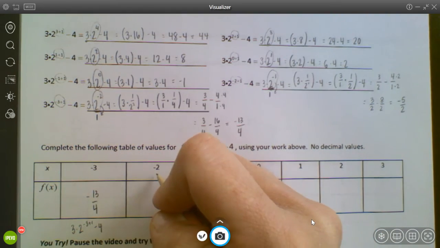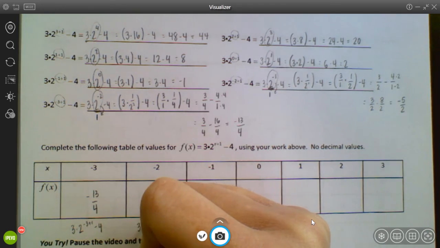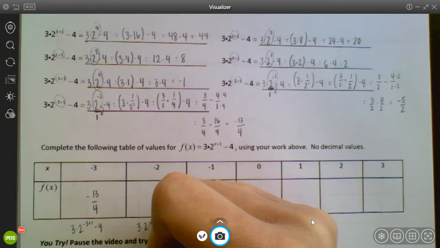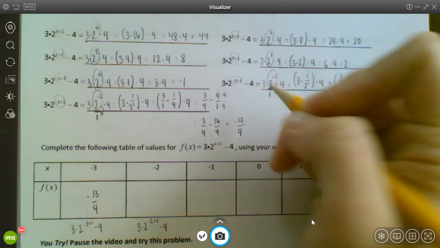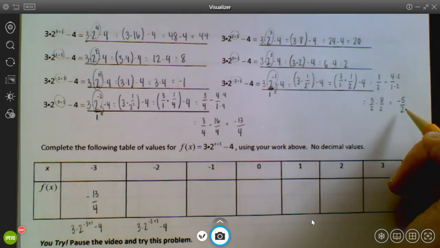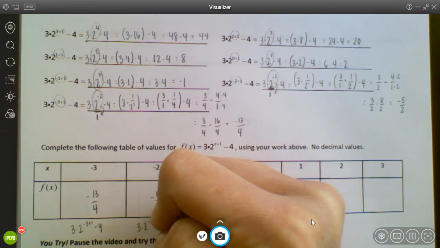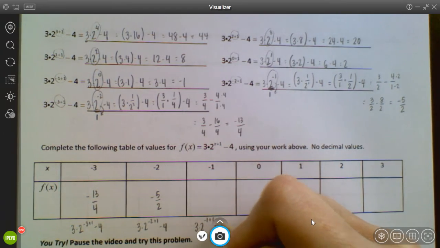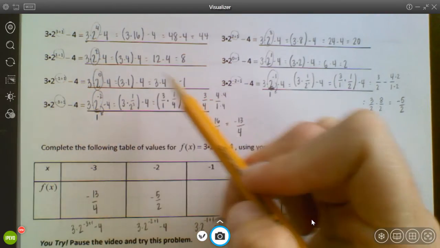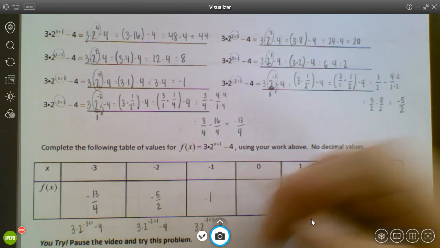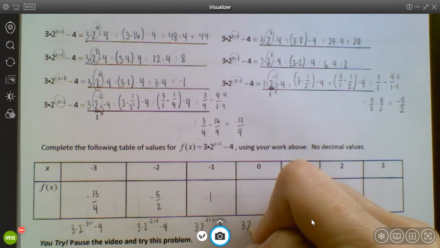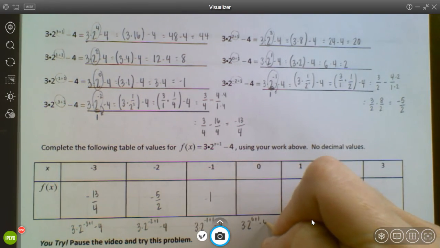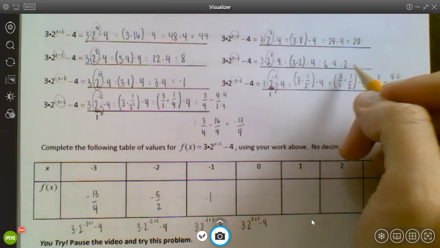Next problem is telling us our x value is negative 2. So 3 times 2 to the negative 2 plus 1 minus 4. That was the problem we did just before that. So we said that was negative 5 over 2. So 3 times 2 to the negative 1 plus 1 minus 4. That was this one up here. We said that was negative 1. 3 times 2 to the 0 plus 1 minus 4 was this one up here. We said that was 2.